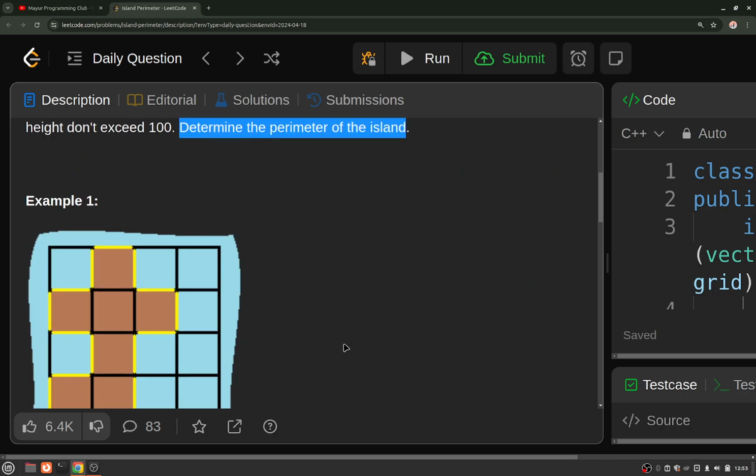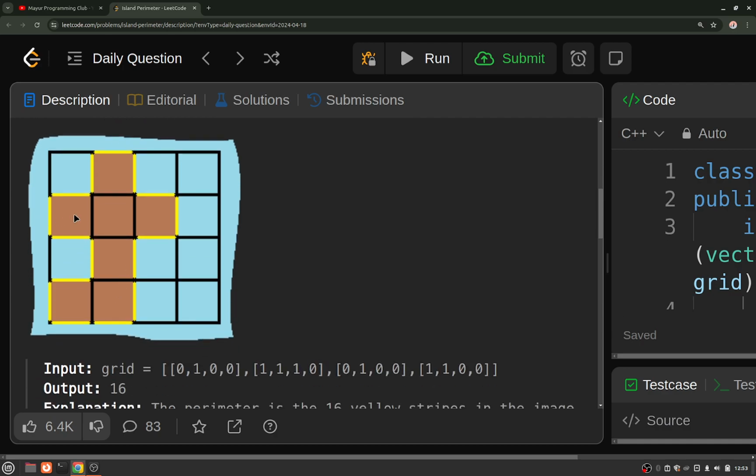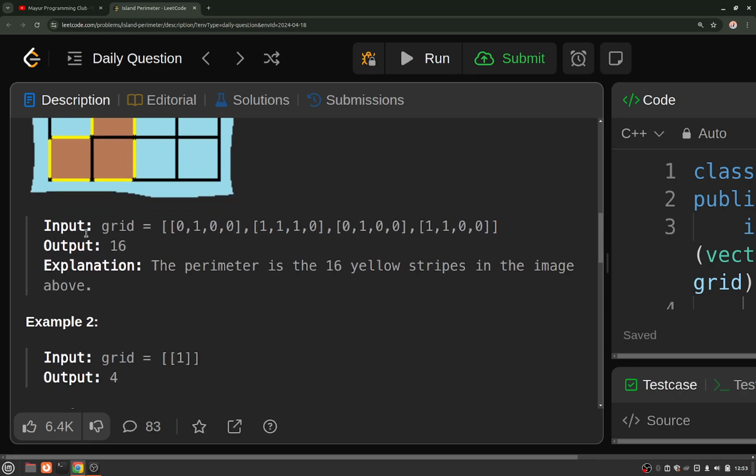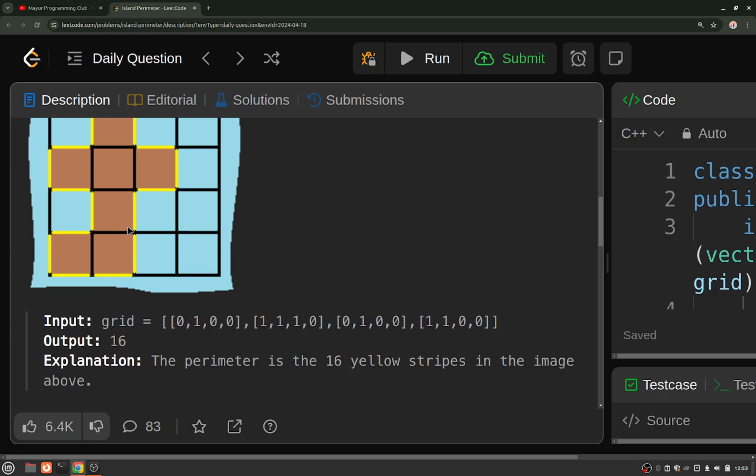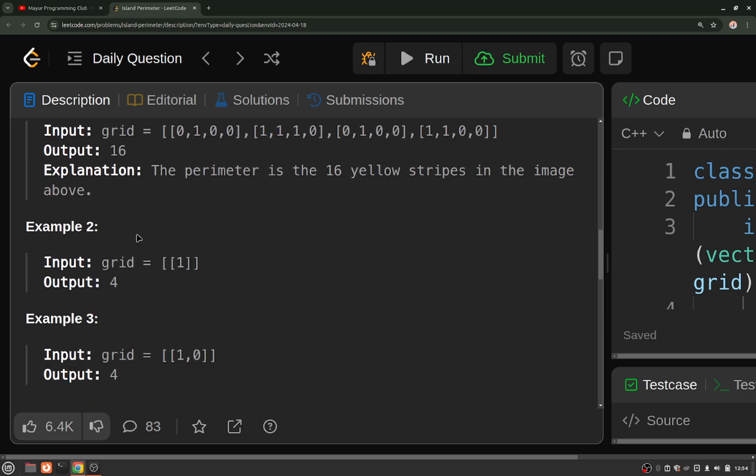This yellow portion, as you can see in this picture, is the island, and outside the boundaries of this whole grid there is water also. If some of the regions are lying just on the boundaries, you will also count those in the perimeter. You have to return the total perimeter of this whole island, and that is the thing that we have to do.